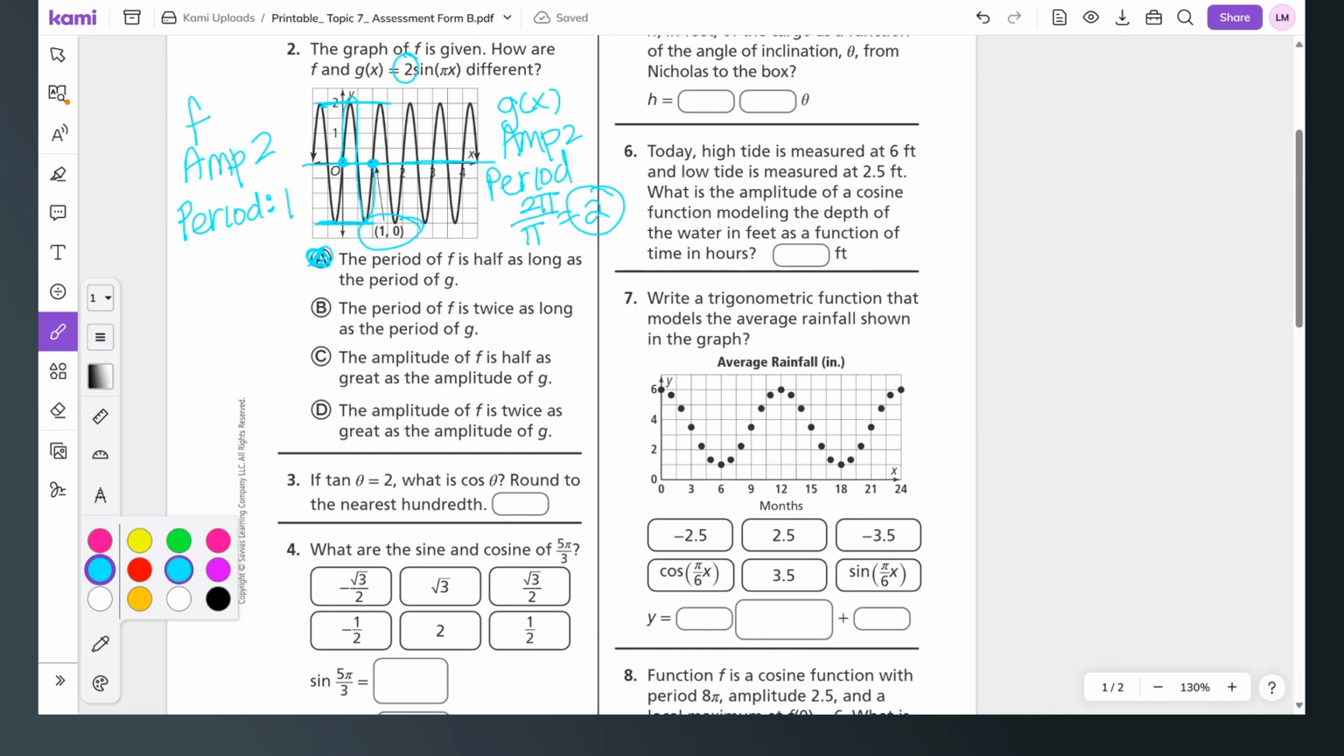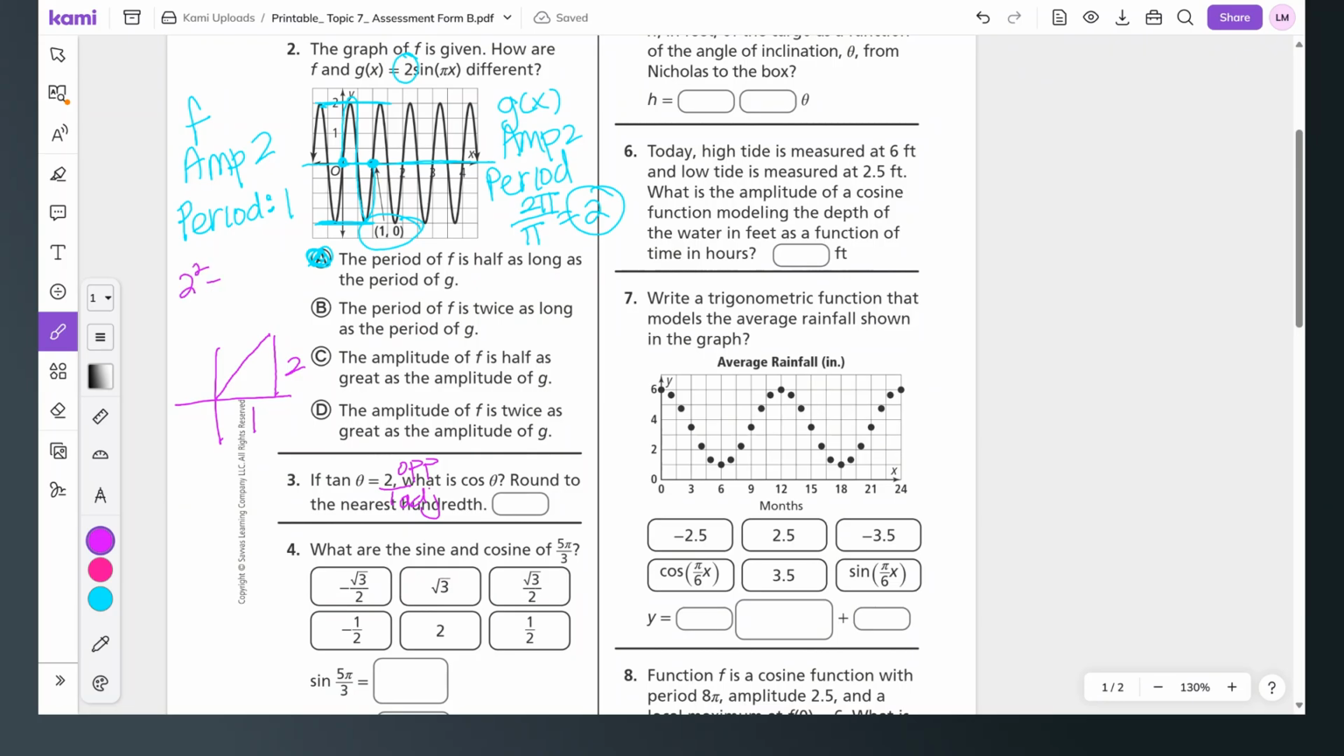All right, number 3. If tangent theta is 2, what is cosine? So we're going to go ahead and draw. We'll go ahead and go first quadrant since tangent is positive. Again, it will tell you which quadrant, I'll tell you. So anytime I have a whole number, I can put it over 1. So remember, tangent is opposite over adjacent. So 2 over 1. And then I can do Pythagorean theorem.